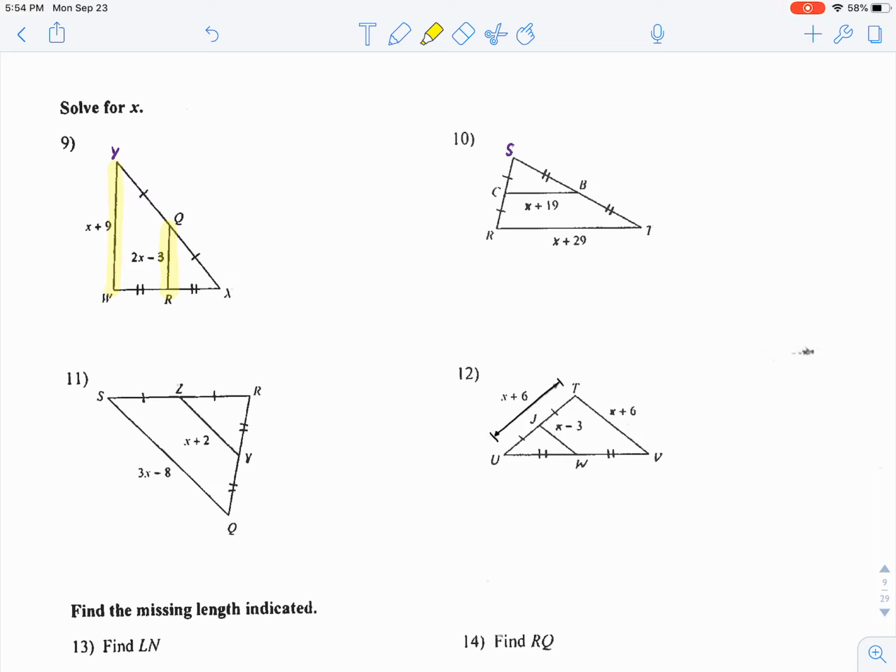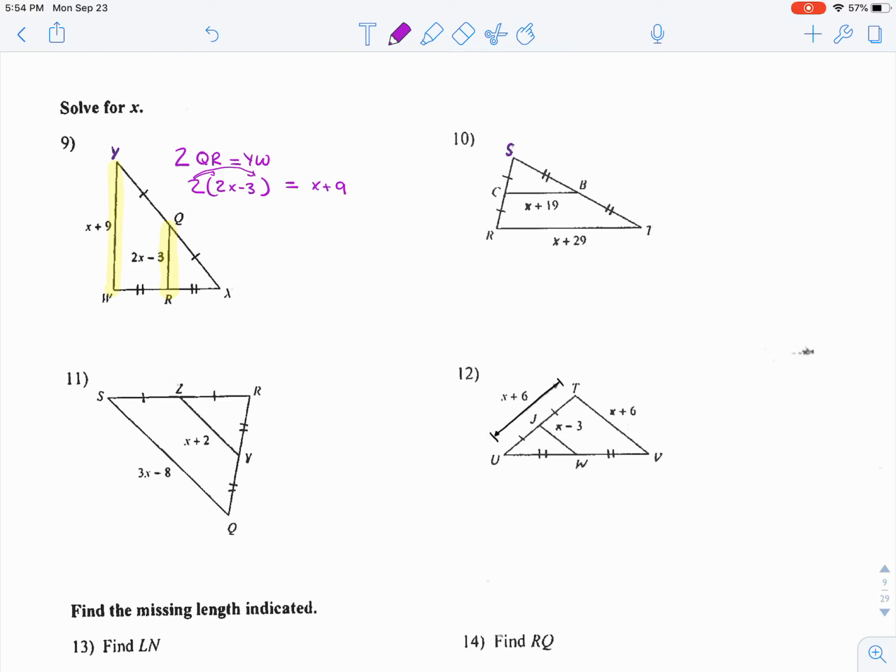Now, we don't like to deal with fractions. So what we do is we double our mid-segment. So 2 times QR equals YW. So if we plug in the pieces accordingly, we have an equation we can solve. 2 times 2x minus 3 equals x plus 9. This can easily be solved. You can distribute and then solve as you normally would.